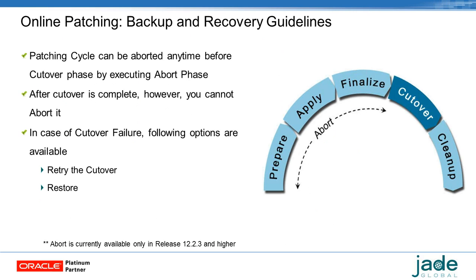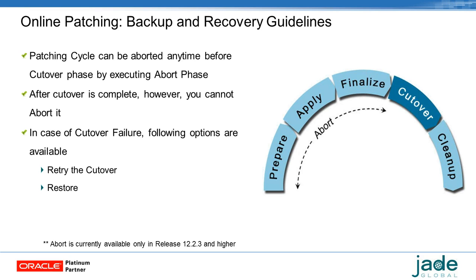Now there is always a question of how we can do the backup in case something goes wrong. First thing first, during prepare, apply, and finalize, the first 3 important steps of your cycle, you can abort at any point of time. If you don't want to go ahead with the patch because you found some reasonable doubts, even after you have done your prepare, apply, and finalize, you can still do the abort. Doing this abort, which is a part of ADOP, you simply discard the new patch edition which you have created. But once you move ahead and do your cutover, you have started using the new patch edition, and at that time the abort will not work.